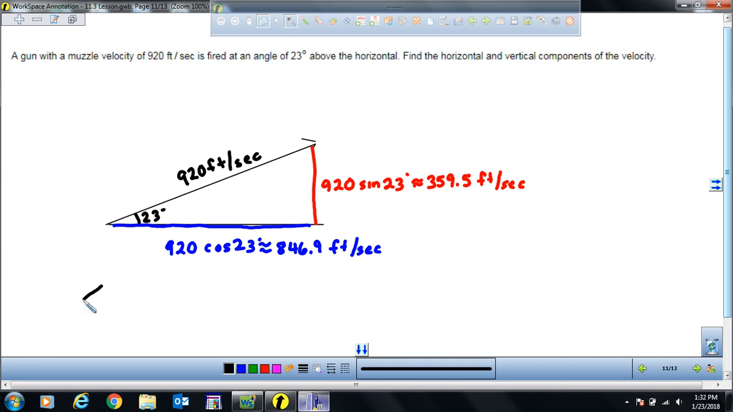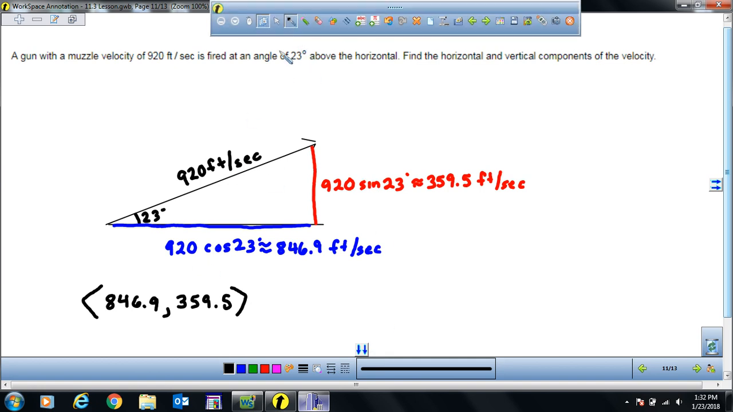So what are the components of the velocity? Remember, we're going to write it in component form. It would be 846.9, comma, and 359.5, and close the bracket there. So that's the component form of the velocity of that vector. The horizontal component, comma, and the vertical component.